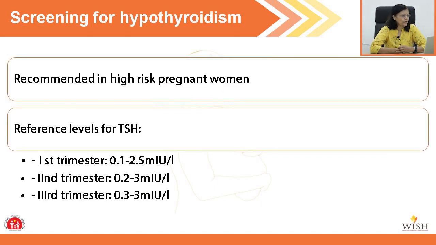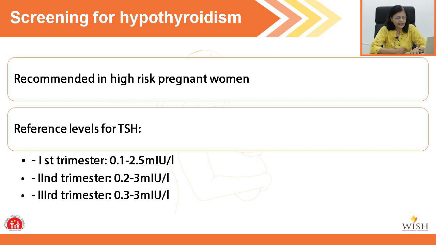Now, how to screen for hypothyroidism? It is always recommended to screen all high risk pregnant women for hypothyroidism, and we have to check the TSH levels, which is most important. Usually during pregnancy the TSH levels are set differently compared to a non-pregnant female or a male. In the first trimester the reference level for TSH is 0.1 to 2.5 international units, in the second it is 0.2 to 3, and in the third it is 0.3 to 3.